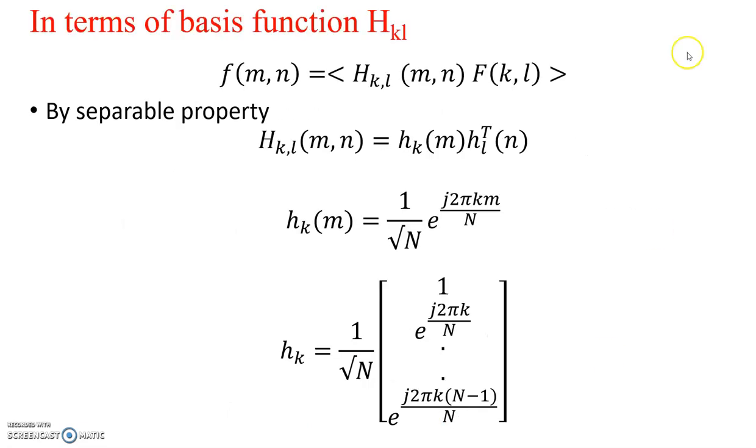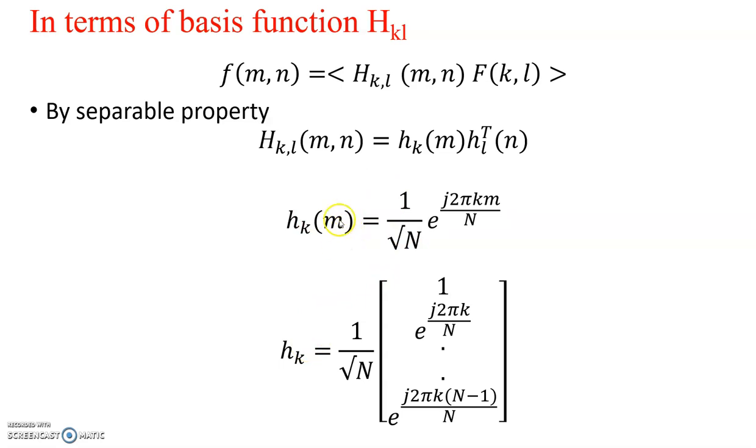So HKLN, I separate it as two one-dimensional bases, HKM into HLN transpose. HKM is 1 by root n into e raised to j 2 pi km by n. Similarly, HLN will be 1 by root n into e raised to j 2 pi ln by n. So your total coefficient multiplied by HKM and HLN transpose would be HKLMN. Clear?